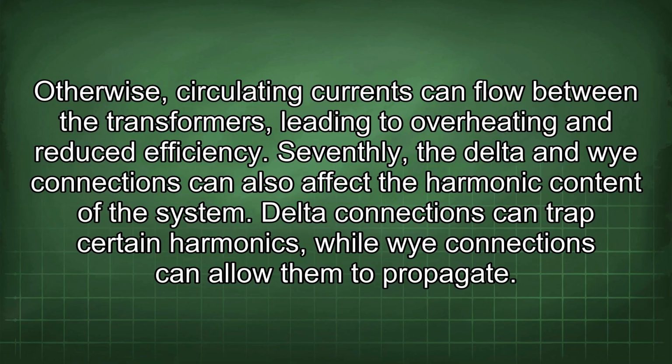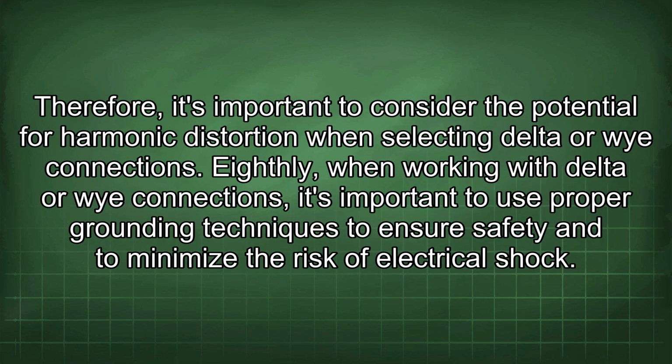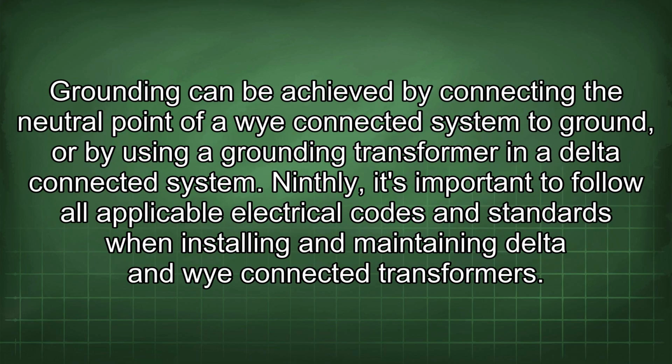Seventhly, the delta and Y connections can also affect the harmonic content of the system. Delta connections can trap certain harmonics, while Y connections can allow them to propagate. Therefore, it's important to consider the potential for harmonic distortion when selecting delta or Y connections. Eighthly, when working with delta or Y connections, it's important to use proper grounding techniques to ensure safety and to minimize the risk of electrical shock. Grounding can be achieved by connecting the neutral point of a Y-connected system to ground, or by using a grounding transformer in a delta-connected system.